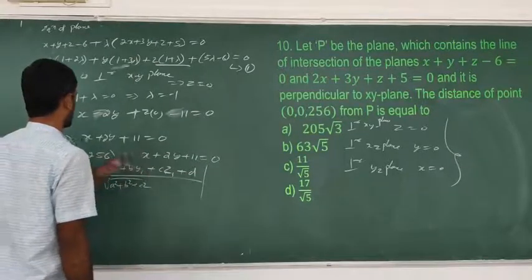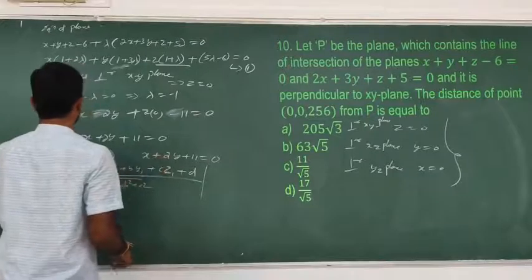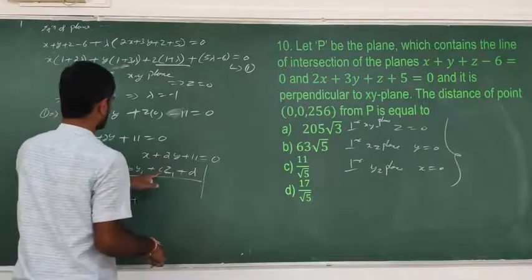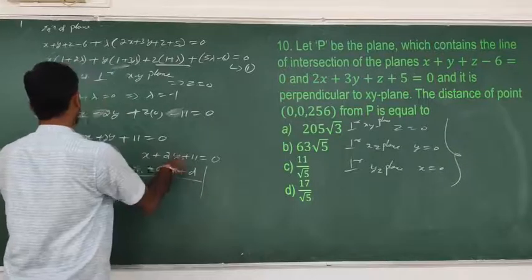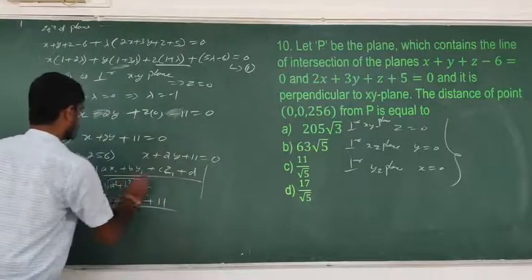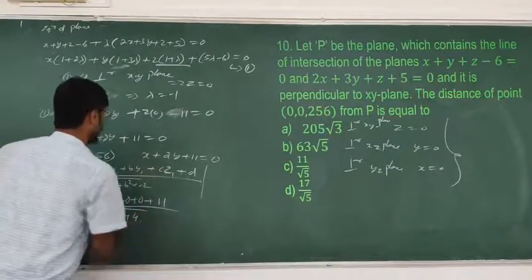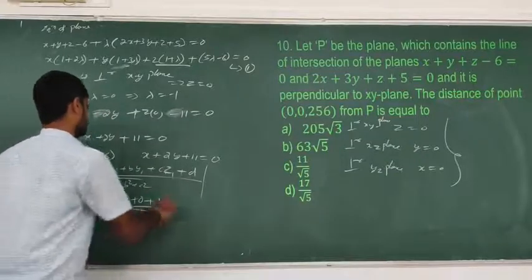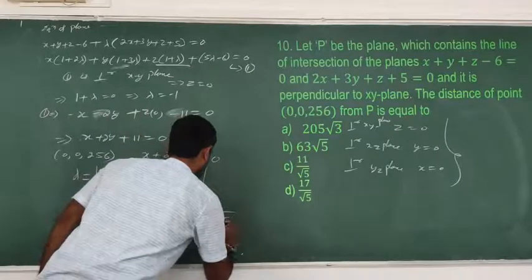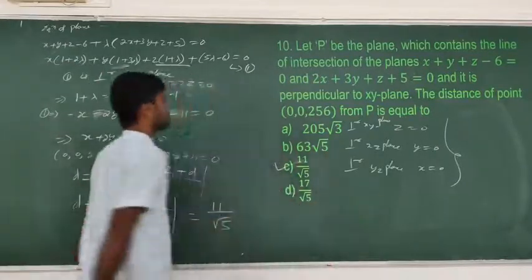Then D is equal to a into x1. x1 is 0, a is 1, 1 into 0 is 0, plus b into y1, b is 2, y1 is 0, 0 into 2 is 0, plus c into z1. z1 is 0, 0 into 256 is 0, plus d is 11, divided by square root of a square, 1 square is 1, plus b square 4, plus c square is 0. So that is equal to 11 divided by root 5. That is in option C. Therefore, option C is the right answer.